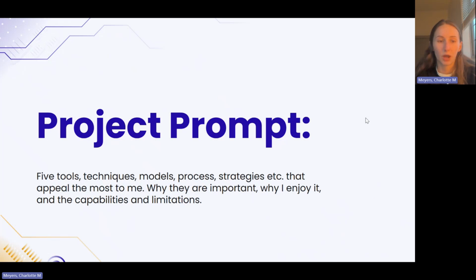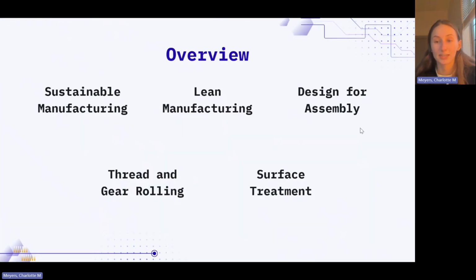For this project, we were given the prompt to go over 5 tools, techniques, models, or processes that have been addressed in the class or in the textbook that appeal the most to me, explain what they are, why they're important, and then go over the capabilities and limitations of each of them. So for my project, I've selected these 5 to talk about, starting with sustainable manufacturing, then lean manufacturing, design for assembly, thread and gear rolling, and then surface treatment.